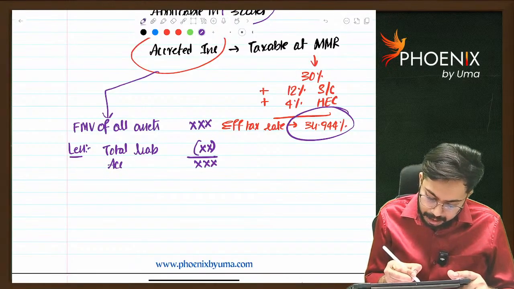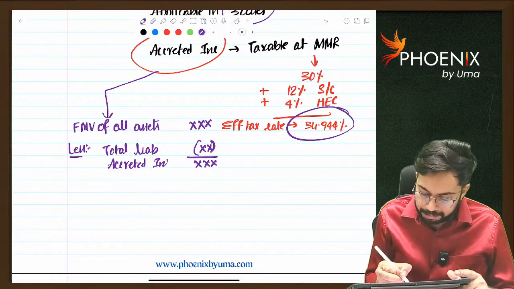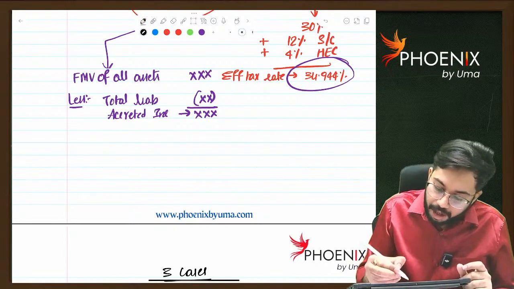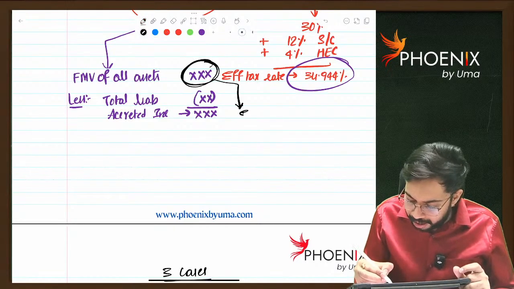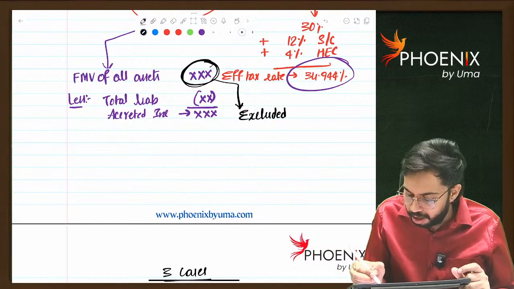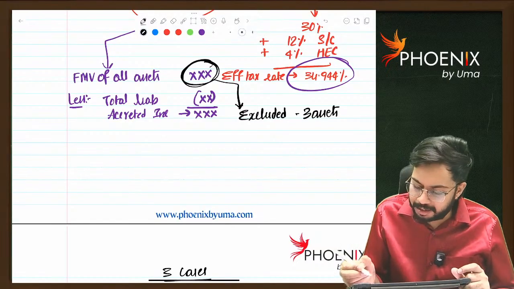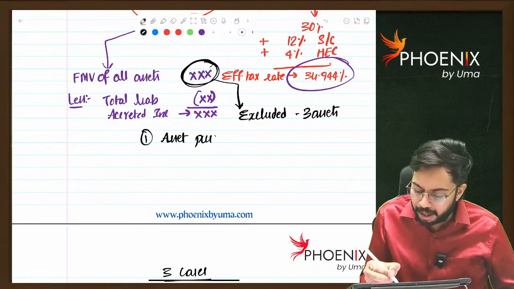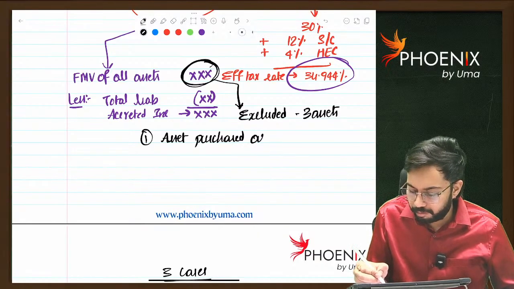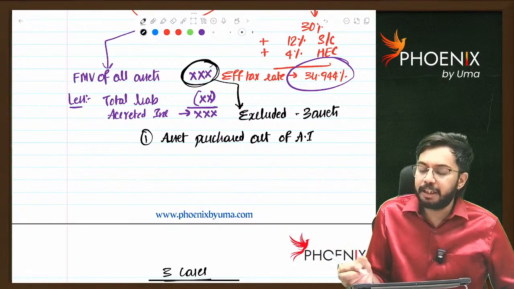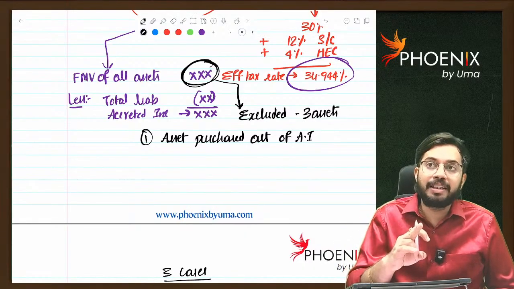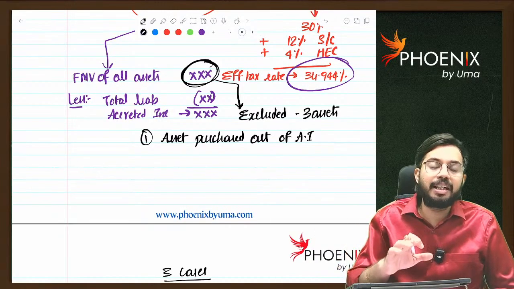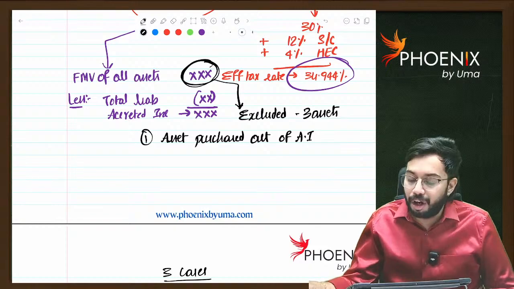Whatever the balance is there, that balance we call as accreted income. Here, another important point is there. When you are calculating fair market value of all assets, you need to exclude three assets. First, asset purchased out of agricultural income. That means if any asset is purchased out of agricultural income, that asset will not be considered in calculation of accreted income. On that asset, MMR, maximum marginal rate tax, is not applicable.